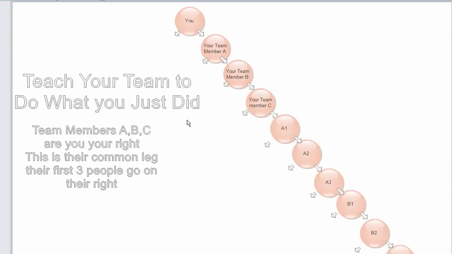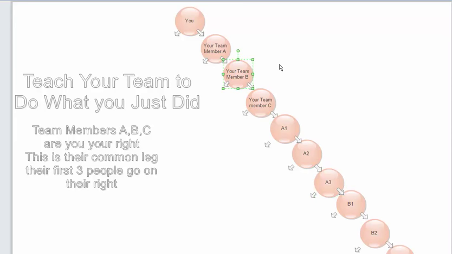Now, why do we do that? And here's an example, so sort of stay with me here. What happens is that we joined our people on our common side, member A, member B, and member C. And what we do then is we teach these three guys to do the same thing. So what was the first thing we did? We identified, are we on the left or are we on the right? So these guys do the same thing. They're on your right-hand side. So they do what you just did. They join the first three people that they join into the system on their right-hand side. And you can see that's represented by A1, A2, and A3.